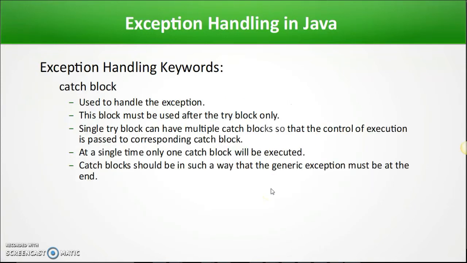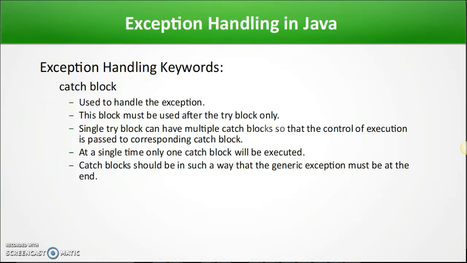Now the catch block. The catch block is basically used to handle the exception, and this block must be used after the try block only. A single try block can have multiple catch blocks, so that the control of execution is passed to the corresponding catch block. If you are enclosing a few lines of code where an exception can arise, and under the catch blocks you are handling all those things, you must be aware that you should write the code in such a way that the generic exception must be at the end.